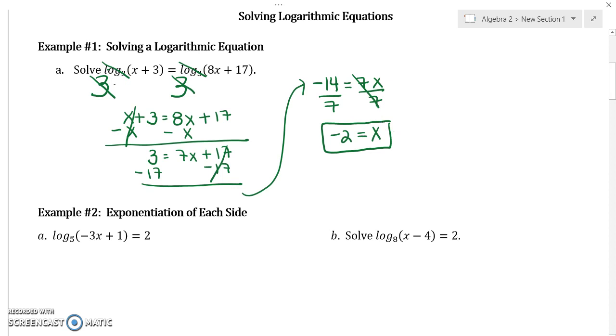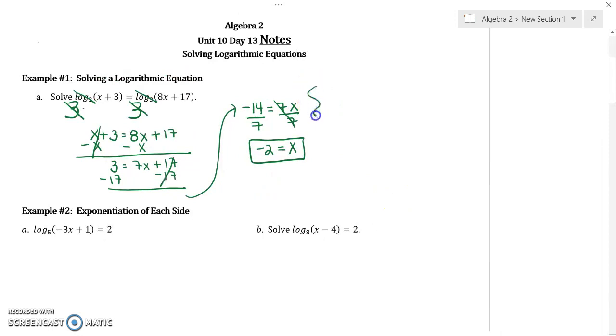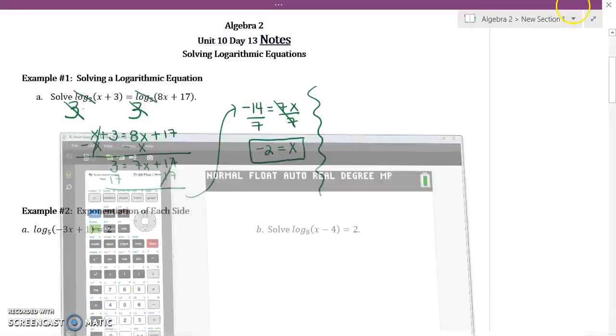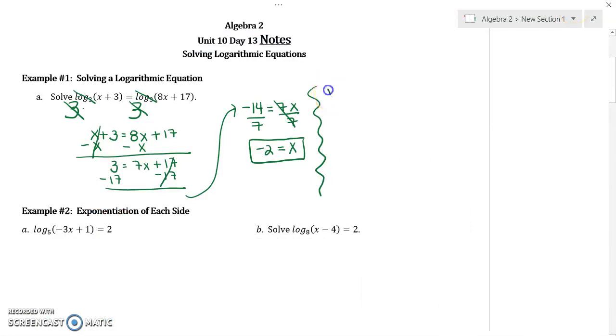Now, with the logs, you do have to be extra careful to see if these actually work. So I am going to go ahead and check our work, and I'm going to show you how to do this on the calculator. Actually, let me write it out first. So I have log base 3 of negative 2 plus 3 equals log base 3 of 8 times negative 2 plus 17. And I'm just going to simplify those to see if they are equal.